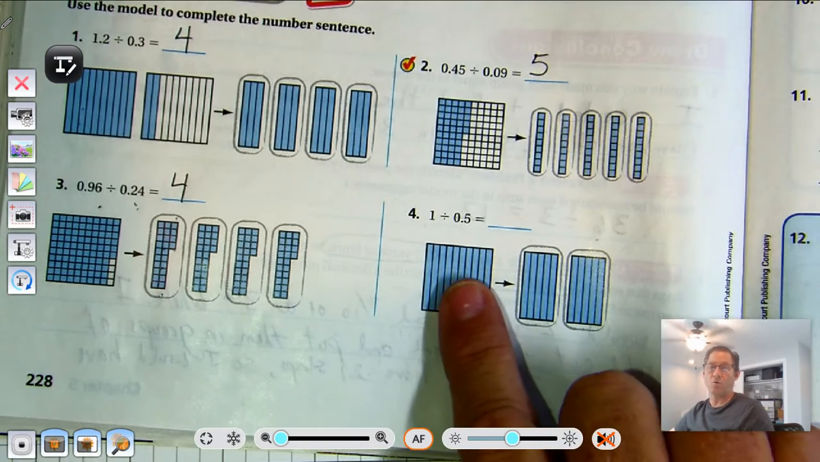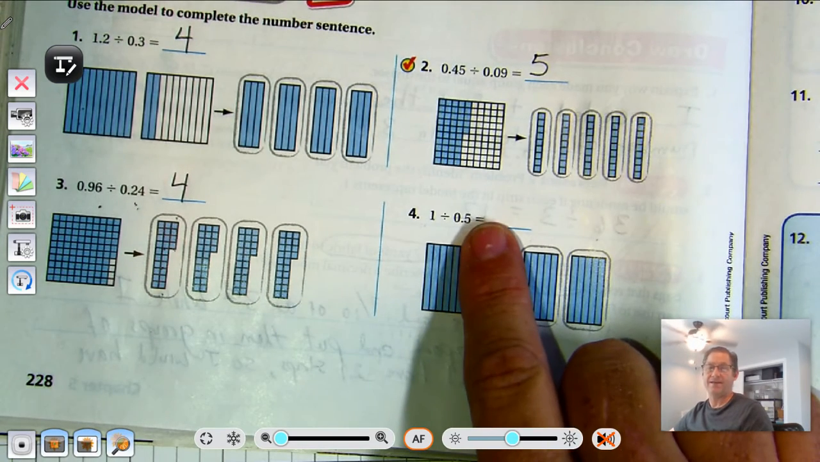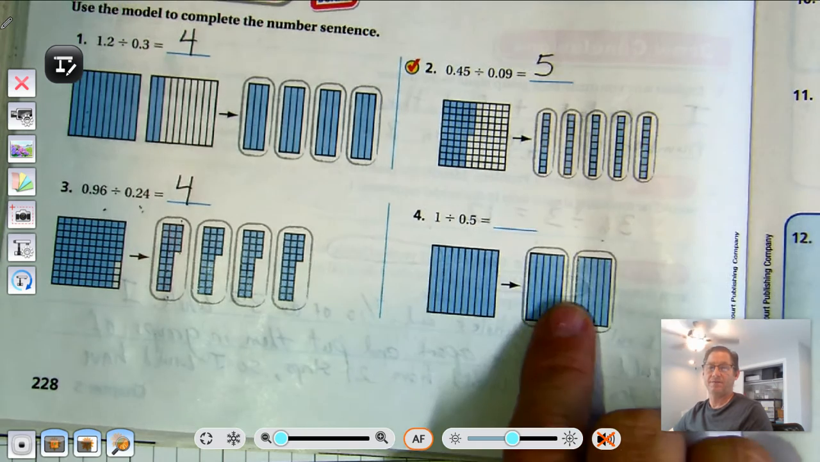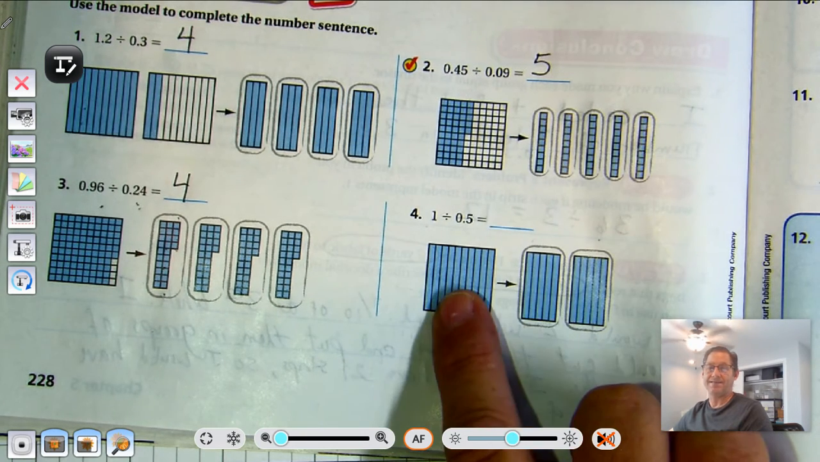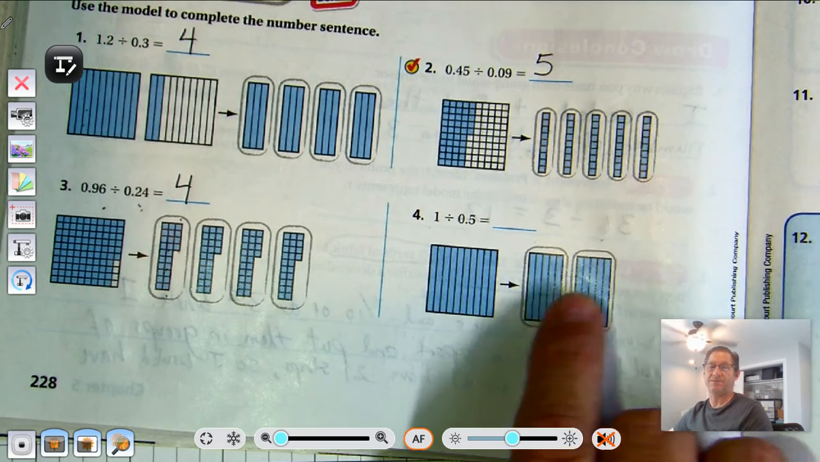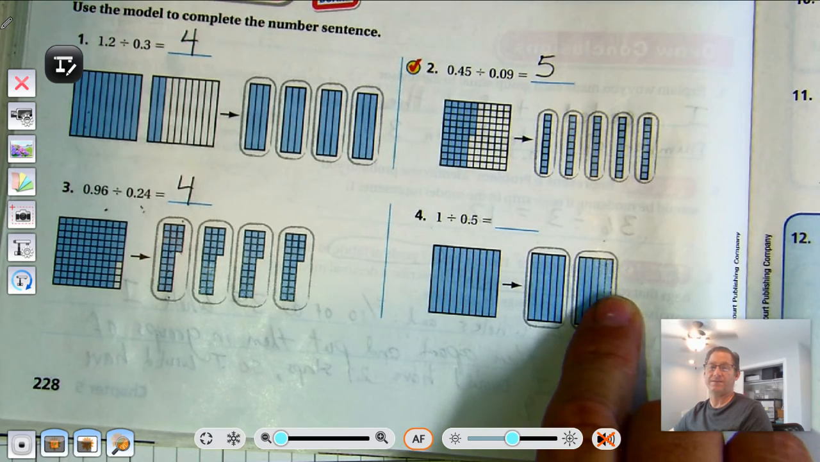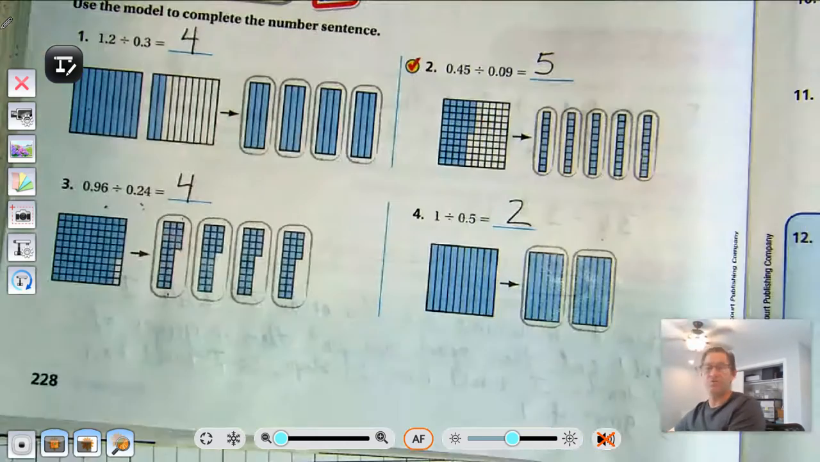Here we have one whole, and we're going to divide by 5/10 or half. So we have 10/10, 5/10 in one group, 5/10 in another group. We have 2 groups.